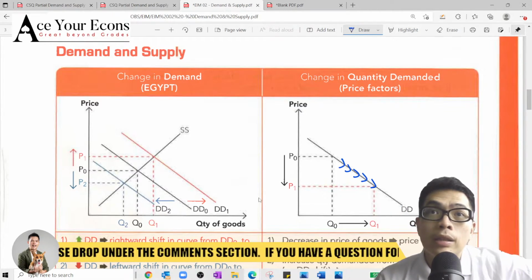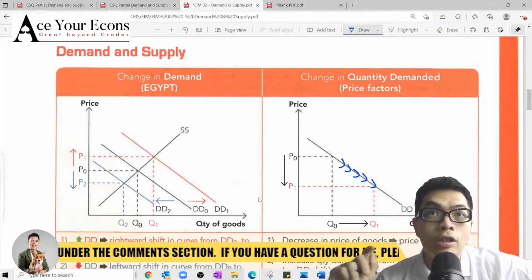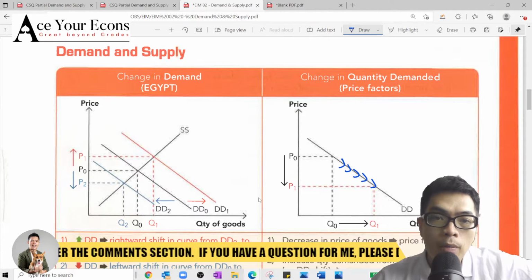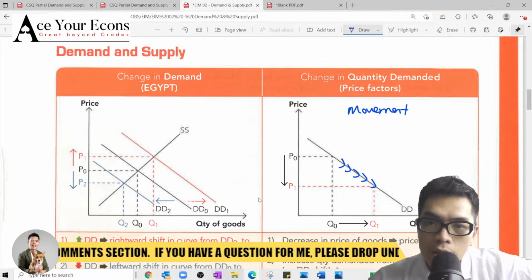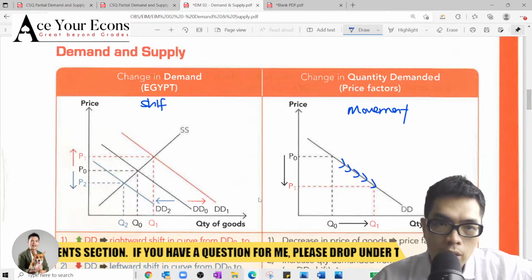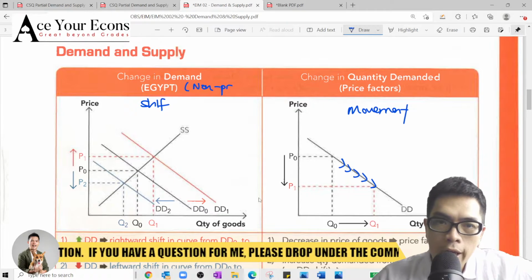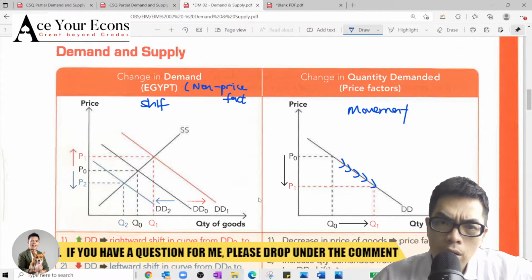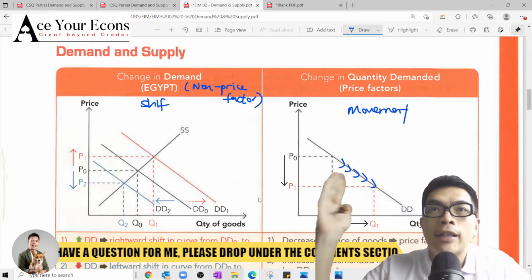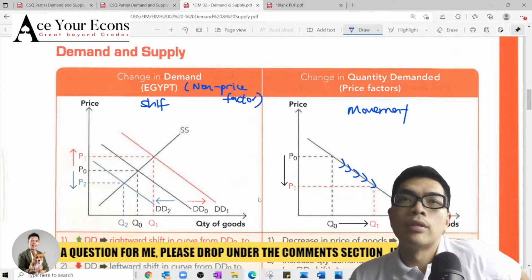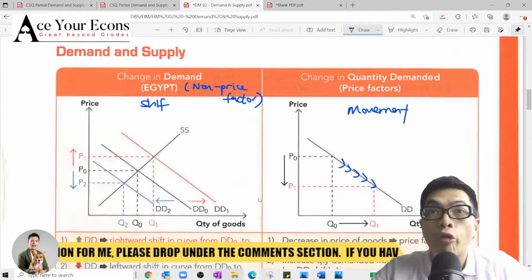Demand is a shift. Shifting right or shifting left is not a movement. So you may want to put here: movement, shift. You also want to put here: non-price factor. So change in demand means that the entire demand curve shifts right or shifts left. When it is quantity demanded, we are looking at a movement along the demand curve.